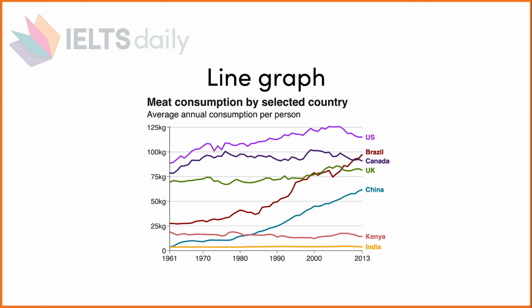The second thing that I notice is that there are 2 countries, Brazil and China, which have seen a pretty significant increase in the amount of meat people ate. Remember, we always say an increase in. Finally, there are 2 countries which saw a fairly constant level of meat consumption. These countries are Kenya and India. Again, the science here is not perfect because I can see that Kenya's consumption has decreased very slightly.